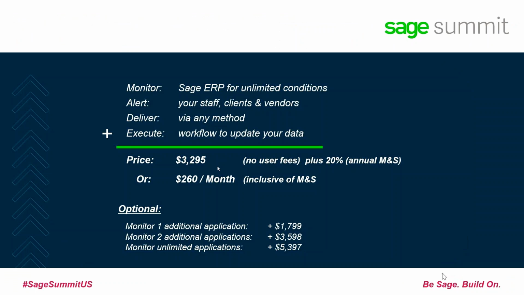So we haven't talked licensing and pricing yet, and it behooves us to do so. I think you'll be very pleased by how Alerts and Workflow is priced. As I mentioned, as it's installed on just a single machine within an organization's IT environment, you need just one license of Alerts and Workflow. And let's take the most typical scenario. Let's say that you wanted to use Alerts and Workflow to monitor your Sage 300 ERP application for an unlimited number of business conditions, low stock, overdue invoices, purchase orders that require approval, or customers who have changed their buying habits. You want to send out alerts to your own staff, to your clients, vendors, suppliers, etc.